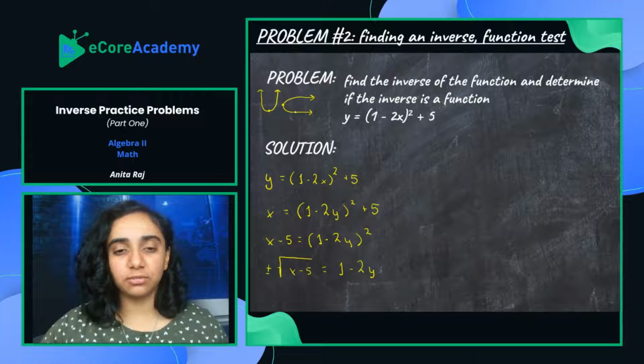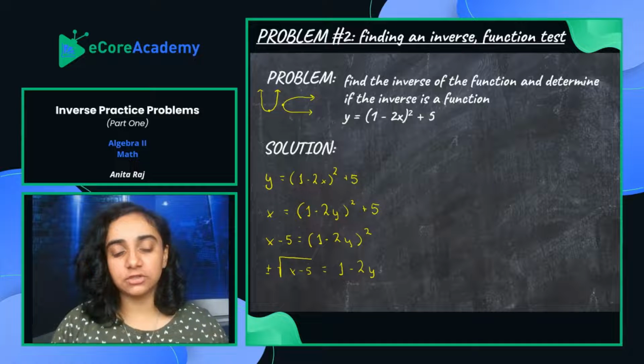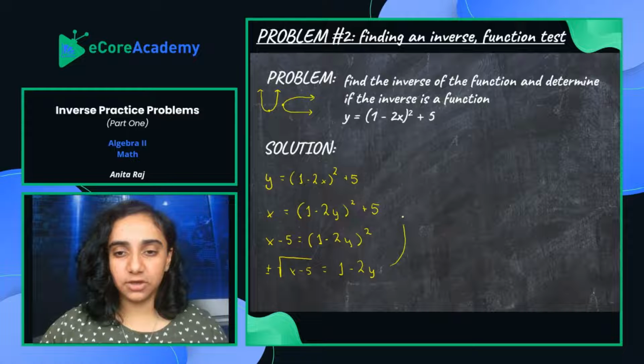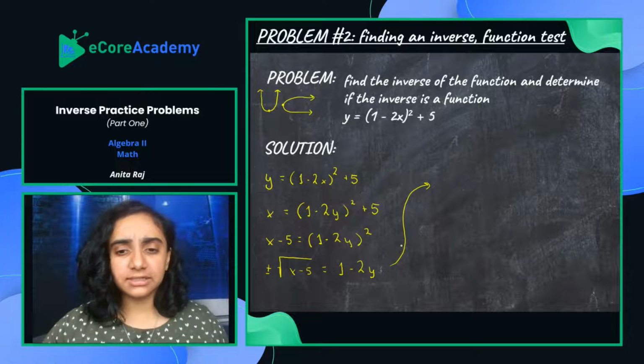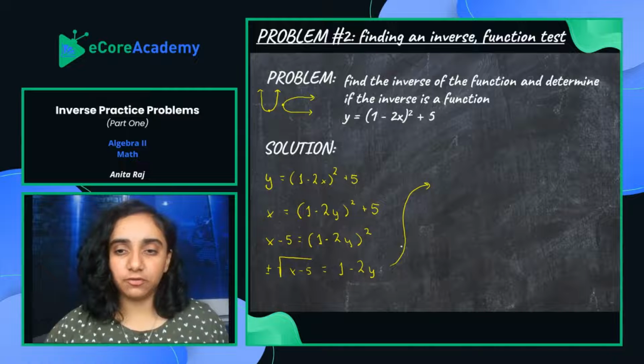So this would be a hyperbola because we're considering both the principal and the negative square roots. So that's why I wrote the plus or minus sign. So let's continue finding the inverse. I'm going to continue up here. Our next step is, we're trying to get y by itself. So let's subtract 1 from both sides.